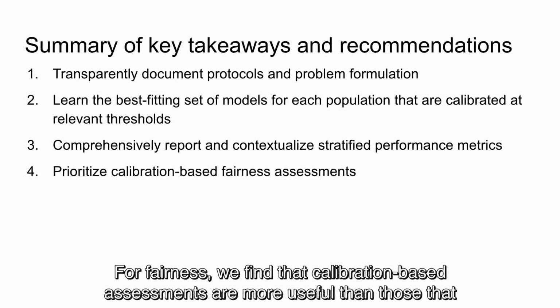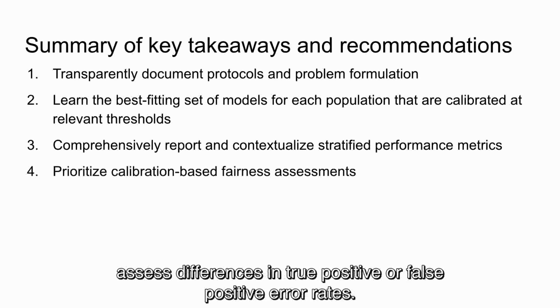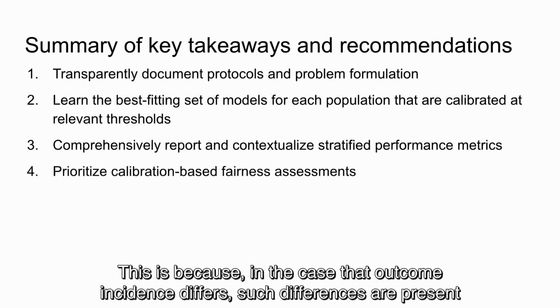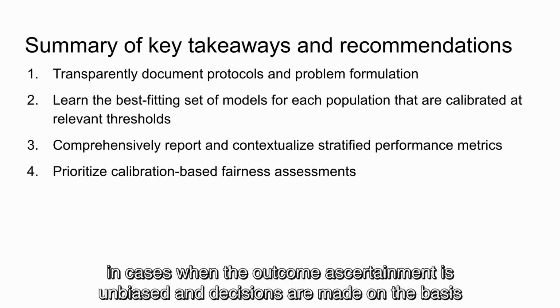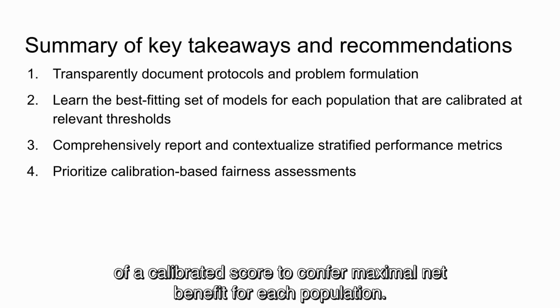For fairness, we find that calibration-based assessments are generally more useful than those that assess differences in true positive or false positive error rates. This is because in the case that the outcome incidence differs, such differences are present in cases when the outcome ascertainment is unbiased and decisions are made on the basis of a calibrated score to confer maximal net benefit for each population.